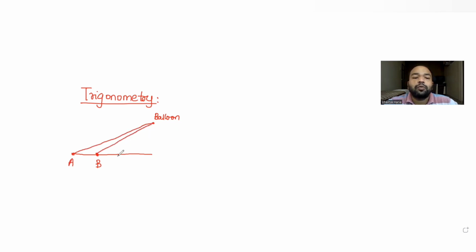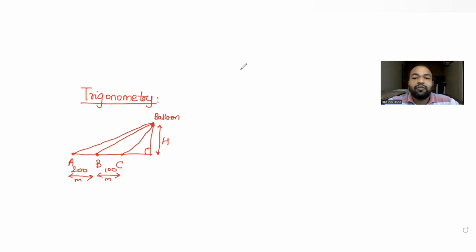We have also been told that the angle of elevation at C is 3 times that of A. So C will be the nearest point. After that, we have been asked to find the height H of this balloon from the ground, if the distance between A and B is 200 meters and the distance between B and C is 100 meters. So now let's try to find the height of this balloon from the ground.